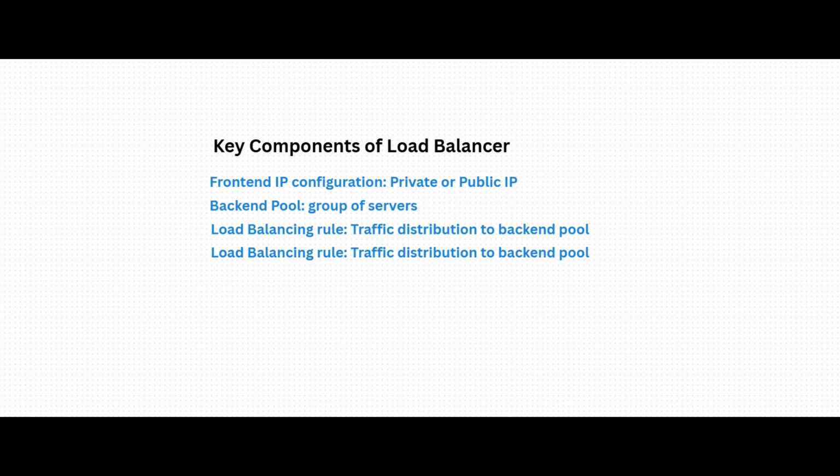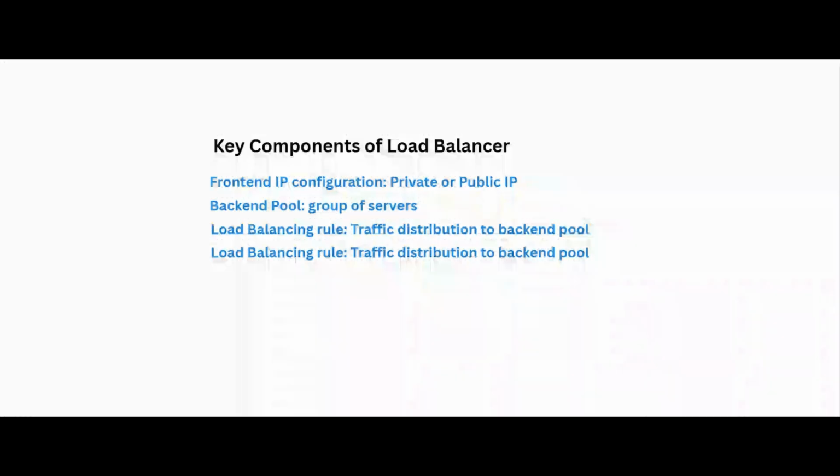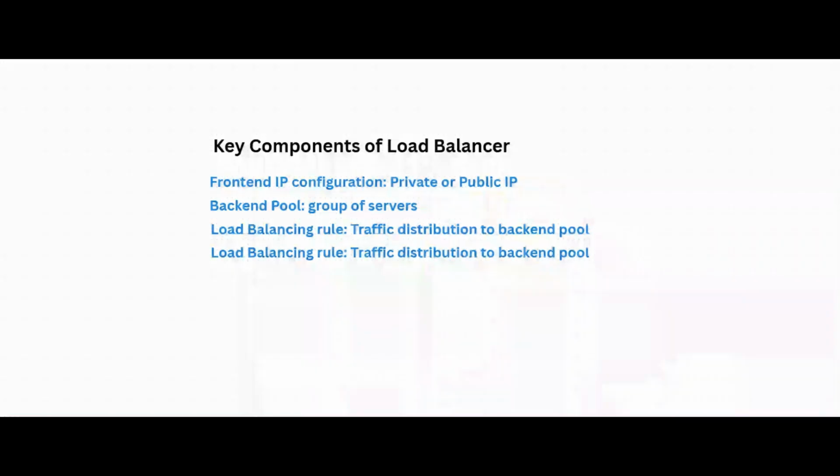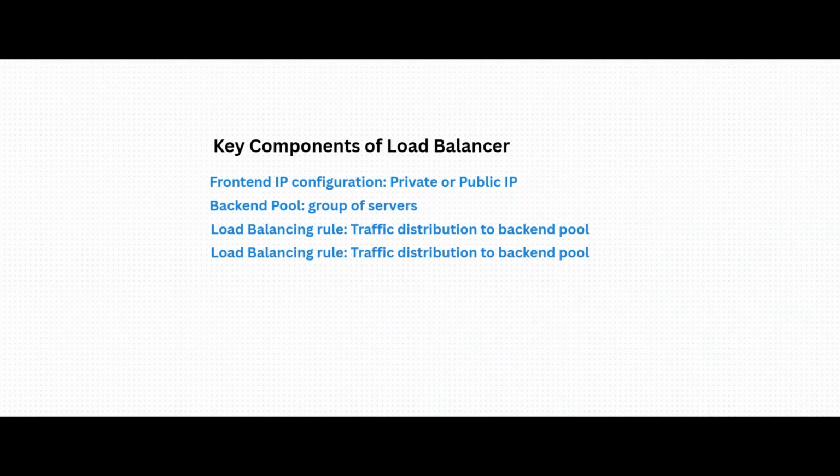So here are the key components of a load balancer. Number one, front-end IP configuration. This is the public or private IP address that users connect to. It acts as an entry point to the load balancer. Second, backend pool, a group of virtual machines or instances that will handle the actual processing of requests. Number three, load balancing rules. These define how traffic should be distributed among the backend servers. And then inbound NAT rules, used to map specific ports of the front-end IP to a particular virtual machine instance, typically for scenarios like remote desktop or SSH access.